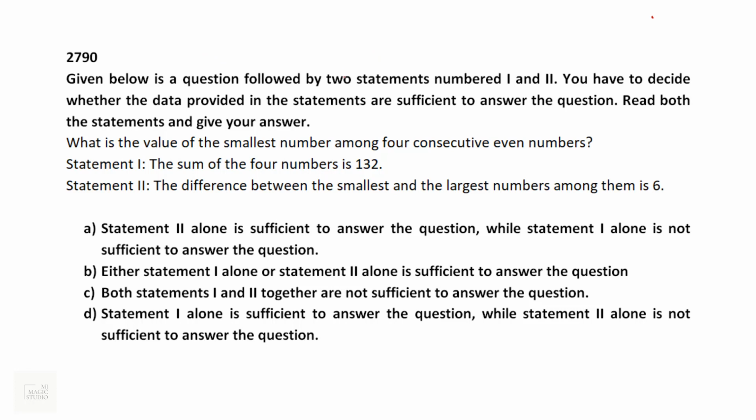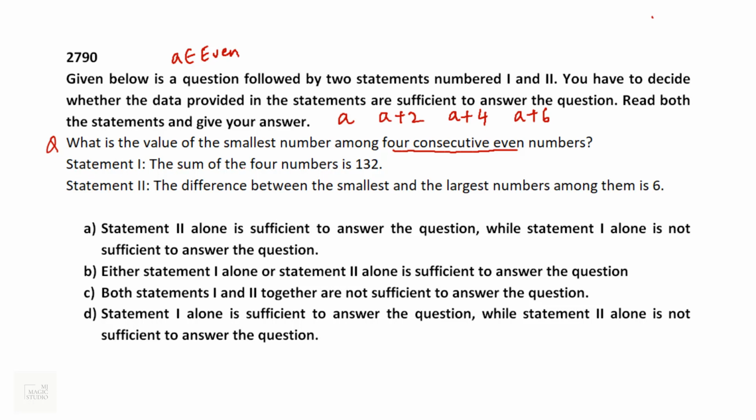Okay, another question from data sufficiency, and we know the drill for it. A question is given, two statements are given, we need to identify whether we would be able to answer that question or not. Now the question here is, what is the value of the smallest number among 4 consecutive even numbers? Let the 4 consecutive even numbers be a, a plus 2, given that a is even, a belongs to even numbers, then a plus 4, and then a plus 6. These are the 4 consecutive even numbers. We need the value of a.